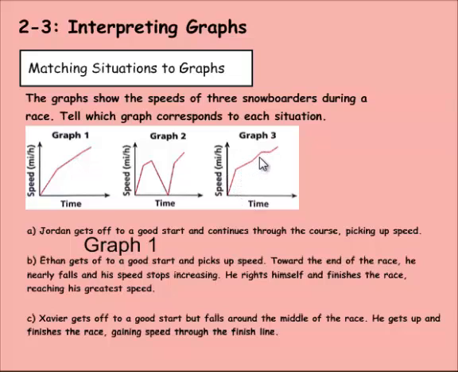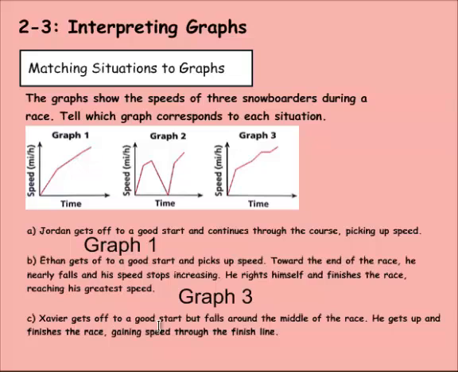Gets off to a good start, increasing his speed. Here he almost falls. His speed stays the same, but he finishes with the fastest speed. And this really fits that graph well. So we'll say graph 3 is this situation. Let's see if this goes off to graph 2.